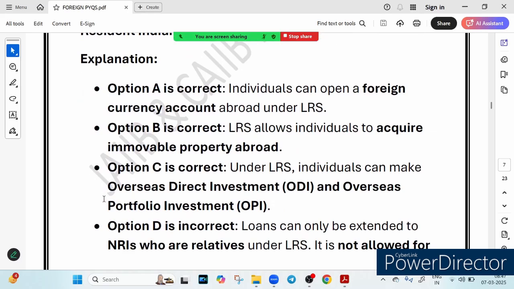Loan under LRS can only be given to an NRI who is a relative as per the Companies Act. Always check the specific conditions before making a transaction under LRS. So this was the explanation. I hope this makes sense to you and is quite clear.